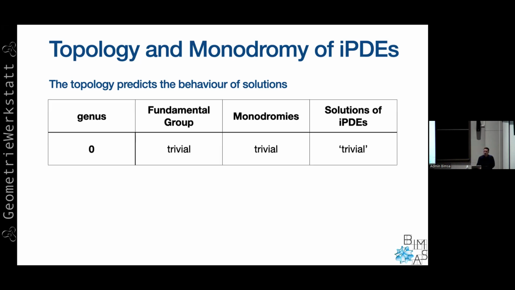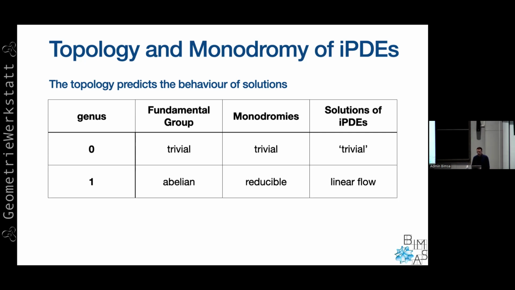So in genus 0, the fundamental group is trivial, which means that we can shrink every closed curve on our sphere to a point, right? And as a consequence, all the monodromies are trivial. And then, by some very non-trivial work, by people like Uhlenbeck and many others, all the solutions of these corresponding integrable PDEs are in a sense trivial. So they can be written down, after a long process, in a basically trivial way.